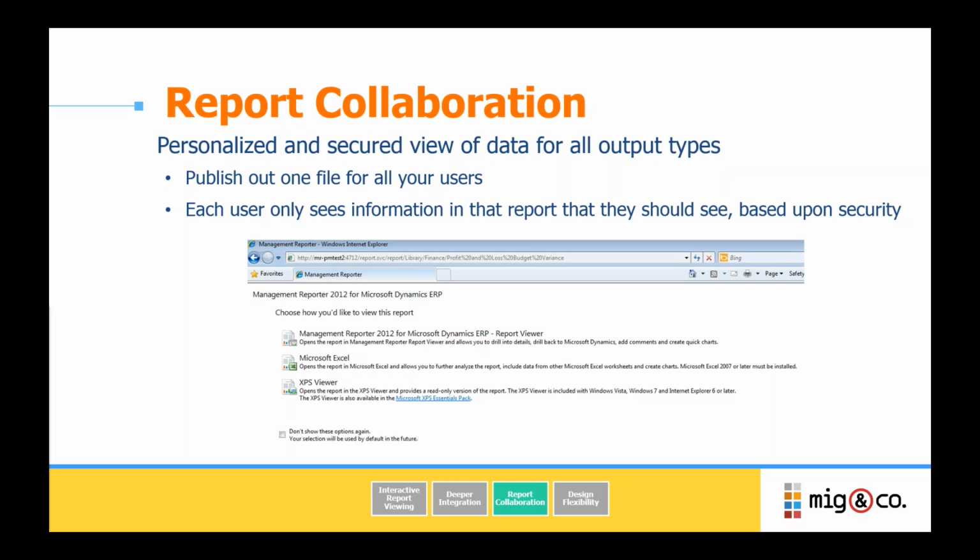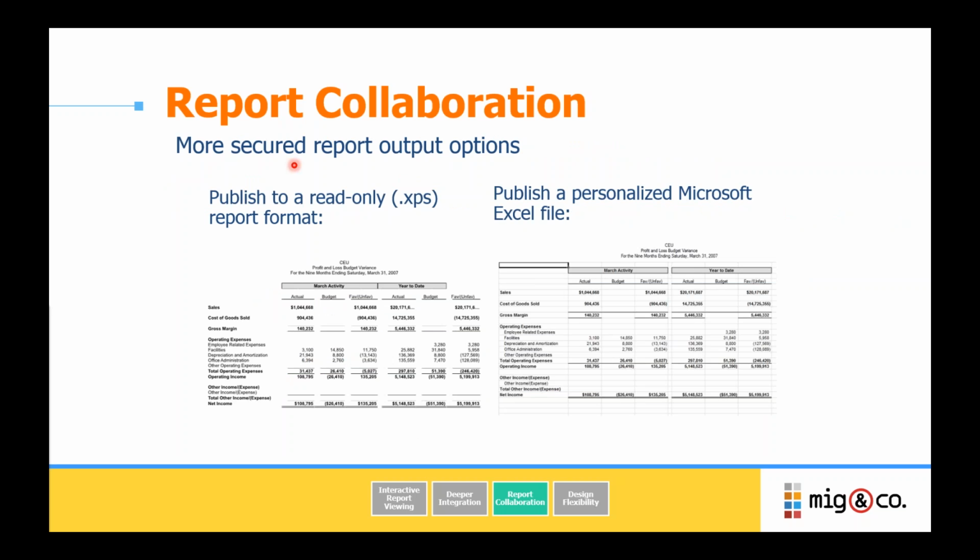I'm going to go ahead and just show you an example of the published report formats. You can see here one of the published report formats is the read-only XPS report format, which is the equivalent of PDF without having to purchase and install the PDF writer from Adobe. You can use the XPS report writer and report formats with any of the Microsoft products, including Microsoft Office and Microsoft Dynamics applications. And you can also publish a personalized Excel file.